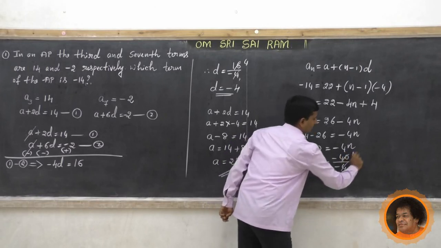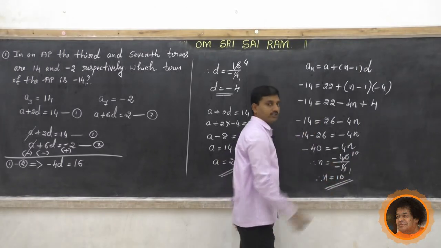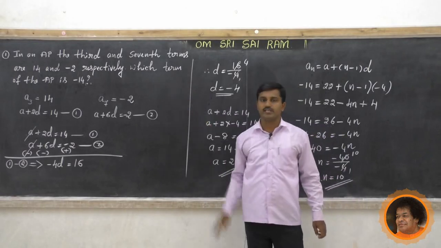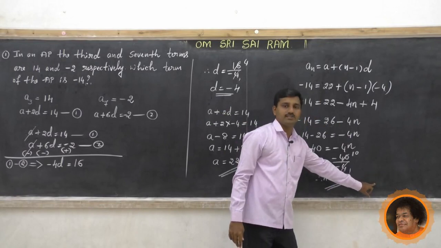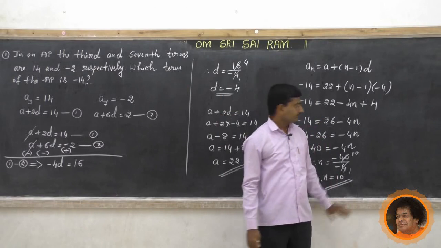4 ones are 4, 4 tens are 40. So therefore n equal to 10. So which term of the AP is minus 14? Therefore, the 10th term of the AP is minus 14.